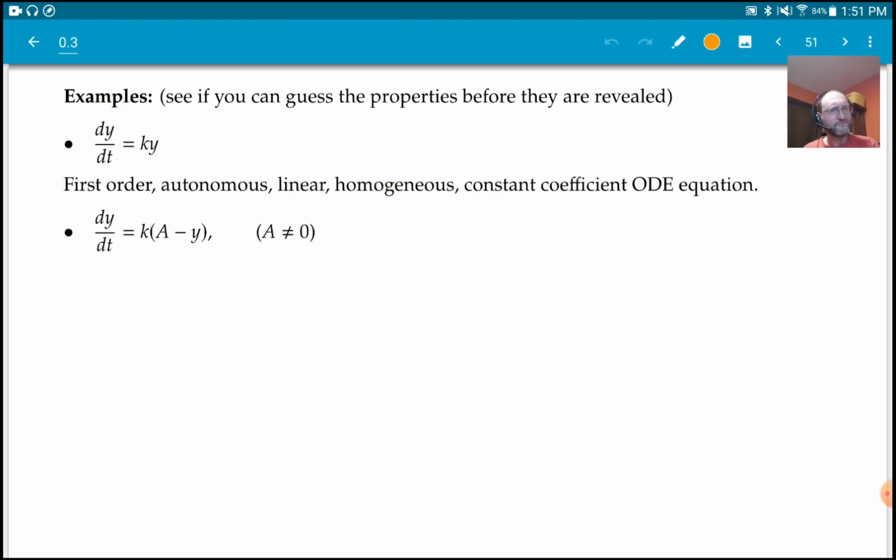Okay, slightly more complicated. So here, a is some constant. Let's assume that a is non-zero, and k is also a constant. I'll give you a little bit of time to try to think of it on your own.